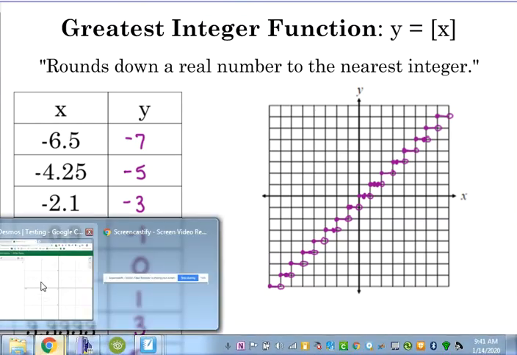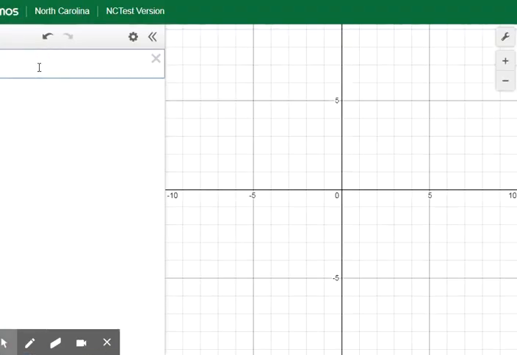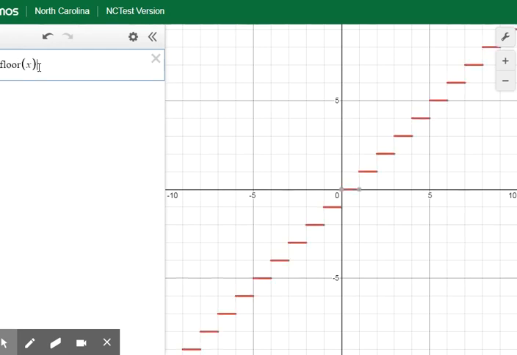Desmos will do the step function. It's actually called the floor function. I think if I type this in right, yep, there we go. It's called the floor function. You just type in floor of x, and you can see that the same graph is produced.